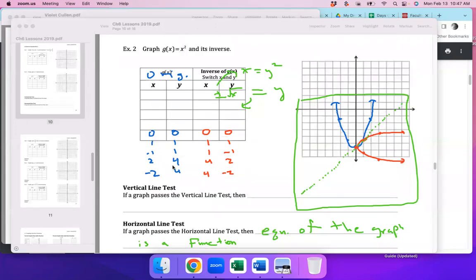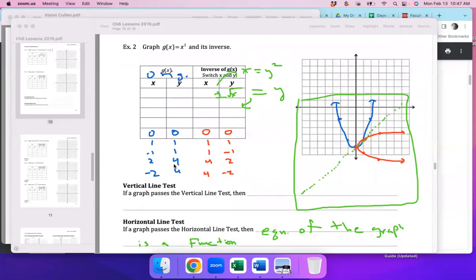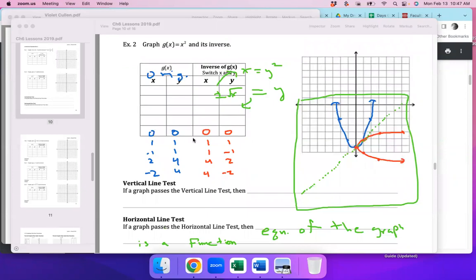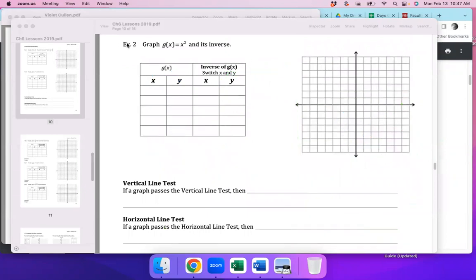So the next one is the horizontal line test, right? So I'll just have to clear this. The horizontal line test says the following: if a graph passes the horizontal line test, then the inverse of the equation of the graph is a function.